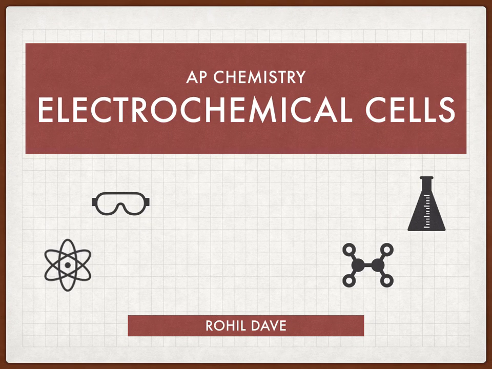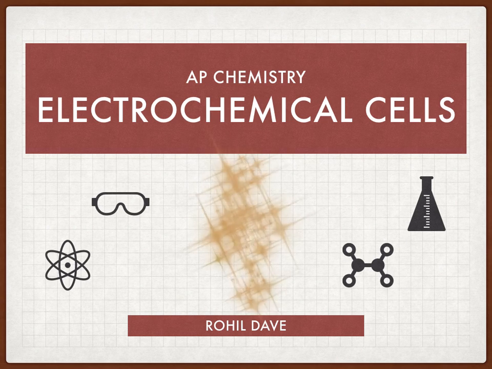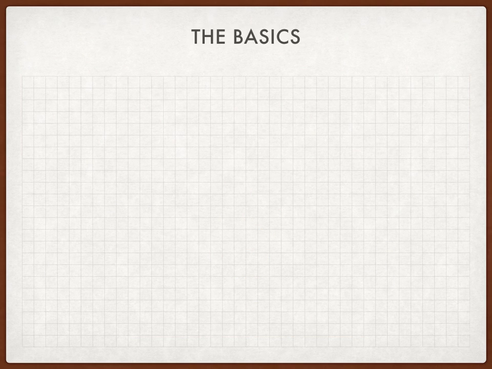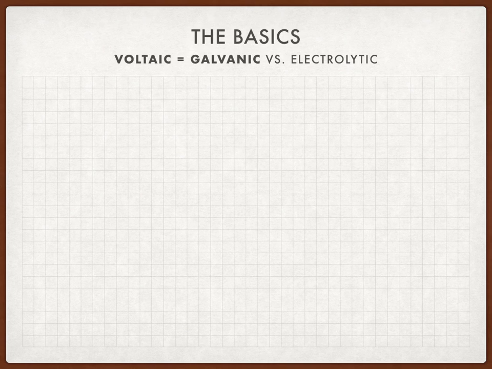Hello, and in this video, I will be reviewing the topic of electrochemical cells so that you can excel at them in AP Chemistry. To begin with, here are the basics. There are two types of electrochemical cells, voltaic or galvanic cells and electrolytic cells. Voltaic cells produce electrical current from a spontaneous reaction, whereas electrolytic cells consume electrical current to drive non-spontaneous reactions. In AP Chemistry, we will focus on voltaic cells mostly.